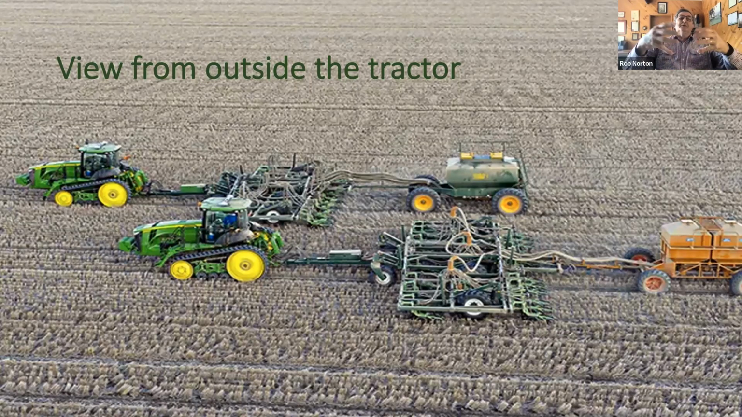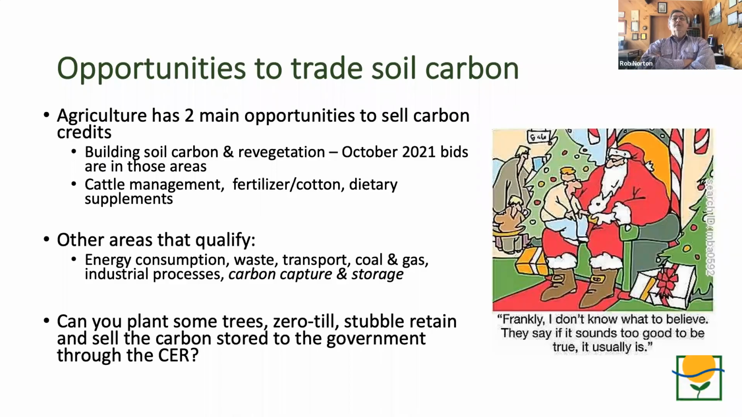So that was the view looking backwards from the tractor. What about the people outside the tractor? What are they thinking about this carbon business, if you like? What are they seeing and thinking about? Well, they see opportunities where farmers can build soil carbon, that we can trade it, that we can have a carbon market, we can buy and sell carbon. There's a mechanism for it with the ERF.